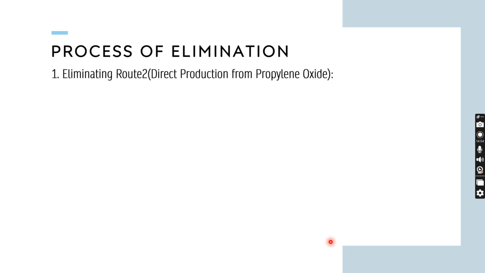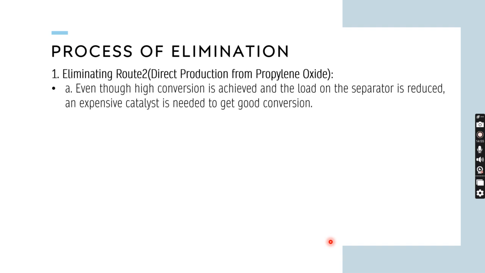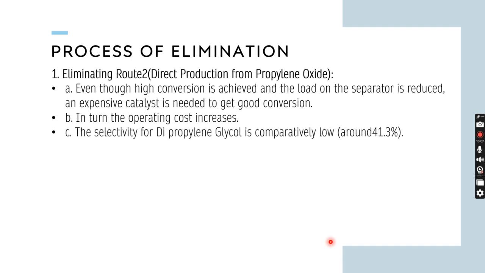So first we are eliminating route 2. Why? Even though high conversion is achieved and the load on the separator is reduced, an expensive catalyst is needed to get good conversion. It will increase our operating cost. The selectivity for dipropylene glycol is low. It is 41.3. It is comparatively low.